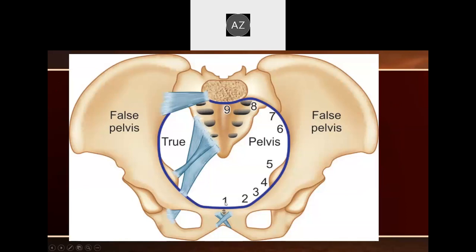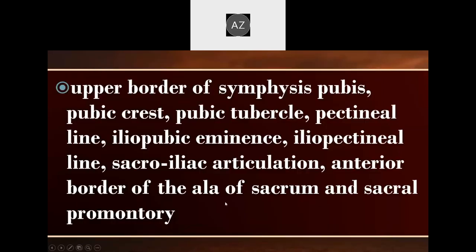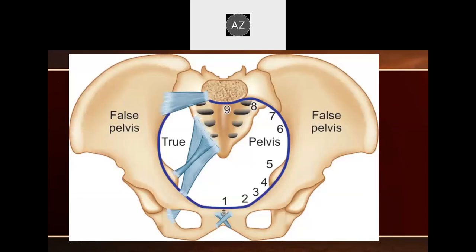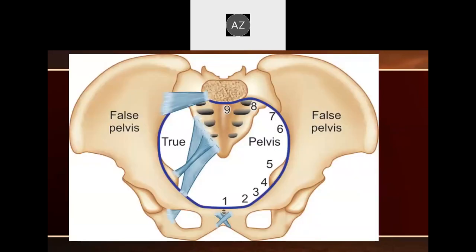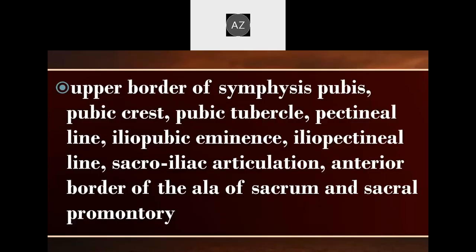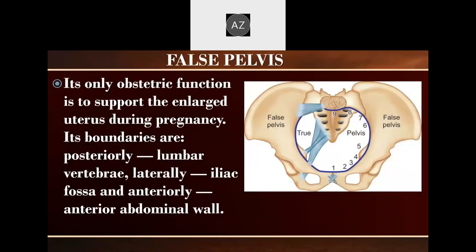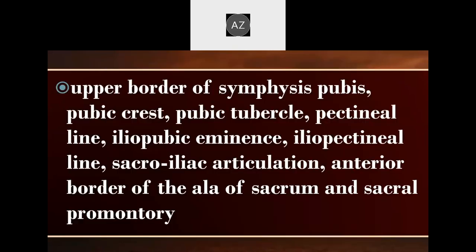Yeah, you can also look at that from there. And then the pubic crest is number 2 here. And then we have the pubic tubercle, number 3 here. And then number 4, we have the pectineal line, as we said earlier. And then the sacroiliac articulation. And then we have the anterior border of the ala of the sacrum. And all this we've said.